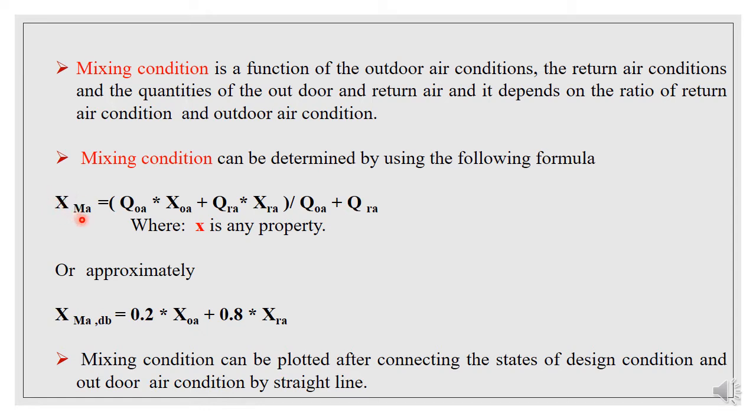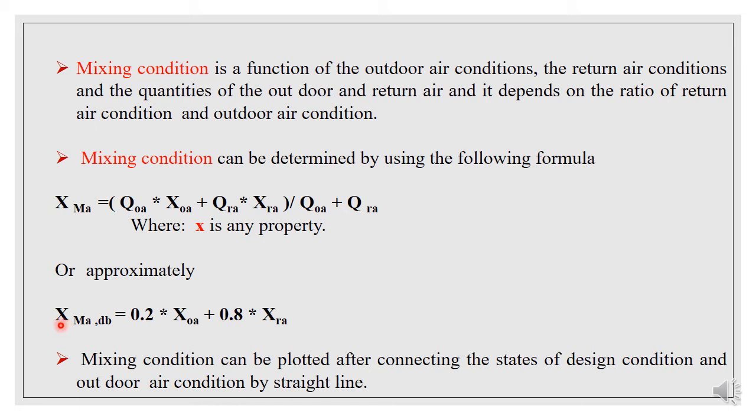So the temperature of the mixed air is equal to the quantity of the outdoor air times the temperature of the outdoor air plus the quantity of the return air times the temperature of the return air, divided by the sum of the outdoor air and return air quantities, whereby it should be 1, right?